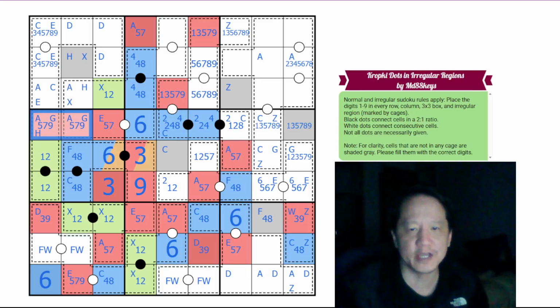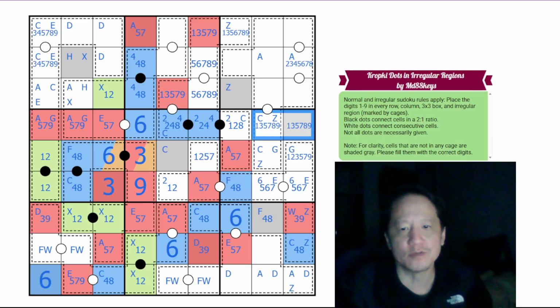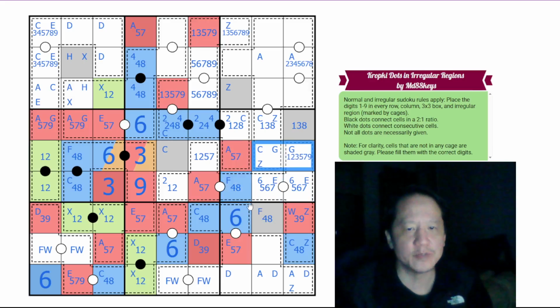So we know this is A and G here. So this is specifically an AG pair. That's 5, 7, 9, which eliminates 5, 7, 9 in the rest of the row. So no 5, 7, or 9. So A's here, E's here. G has to be one of these two. So this is 9, A and E, 4 and 8.